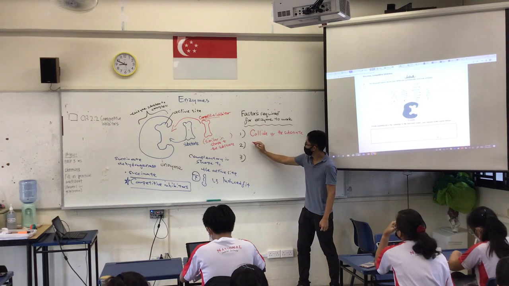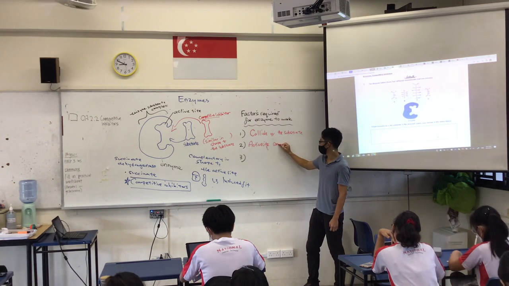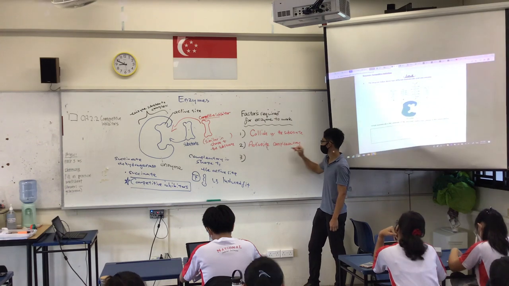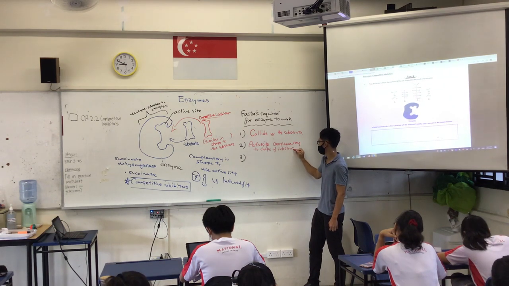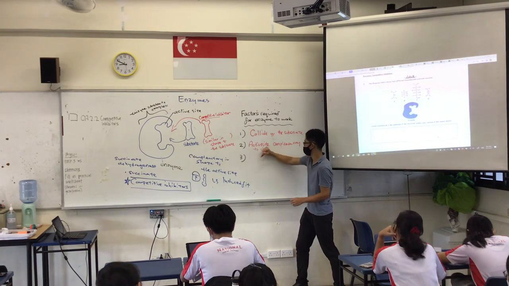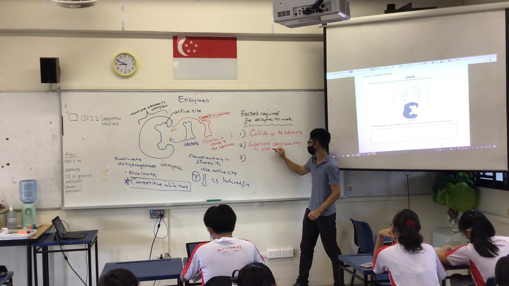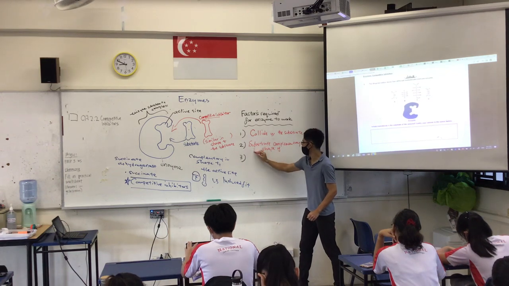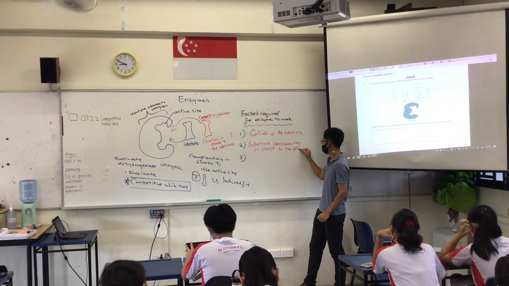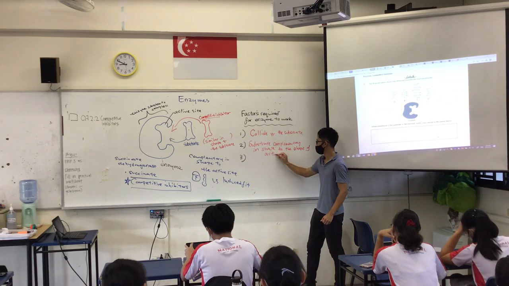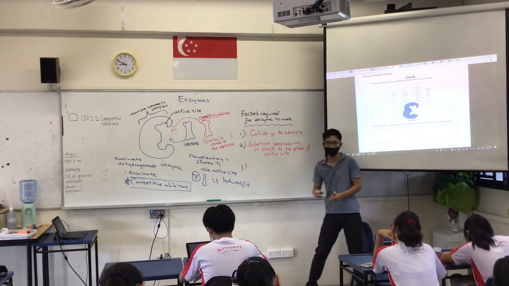Second, the substrate needs to be complementary in shape to the shape of the active site. Okay, factor number two. So they can collide with each other, but if the shape is not complementary, nothing's gonna happen either.